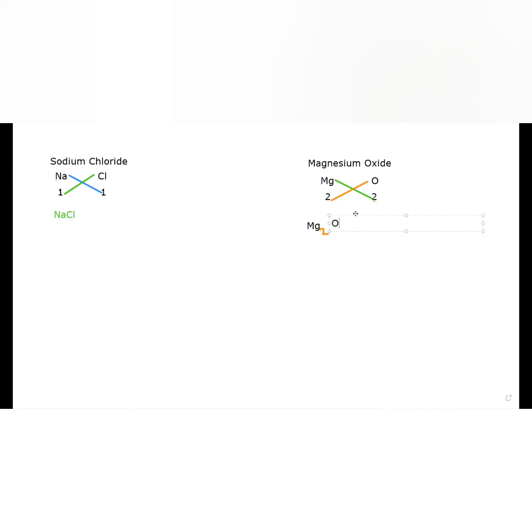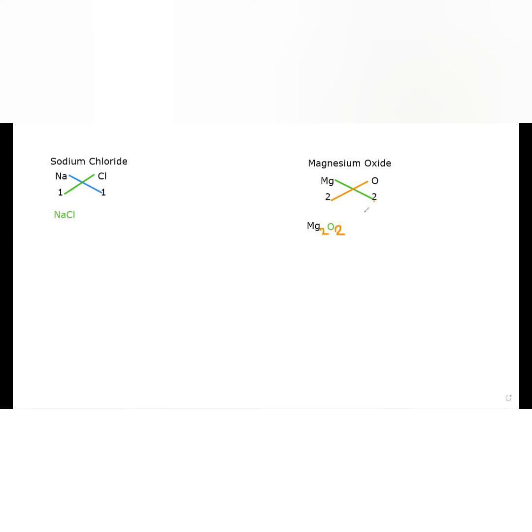O for oxygen. And oxygen picked up the 2. Oxygen picked up the 2 there from magnesium. So it becomes Mg2O2, all right? Because magnesium took the valency there from oxygen, and oxygen took the valency there from magnesium.